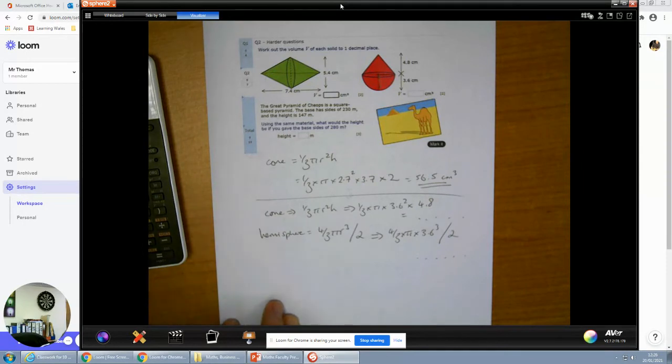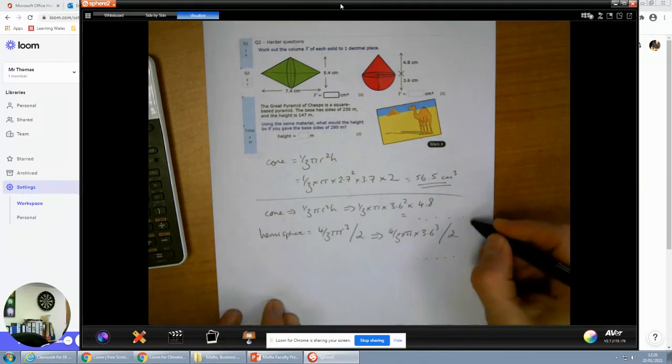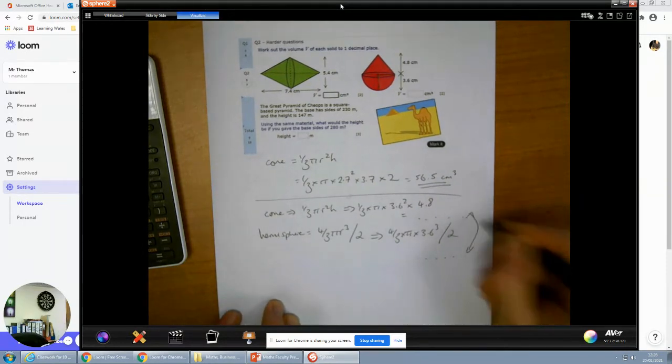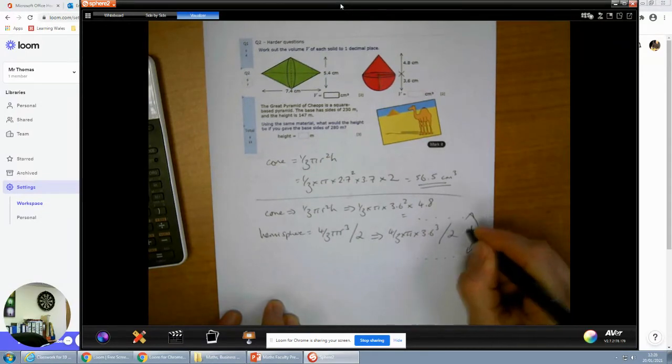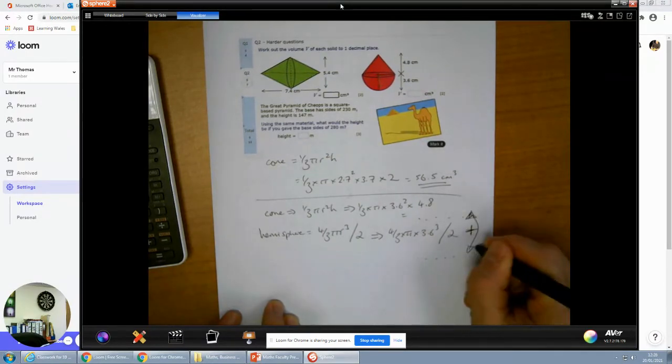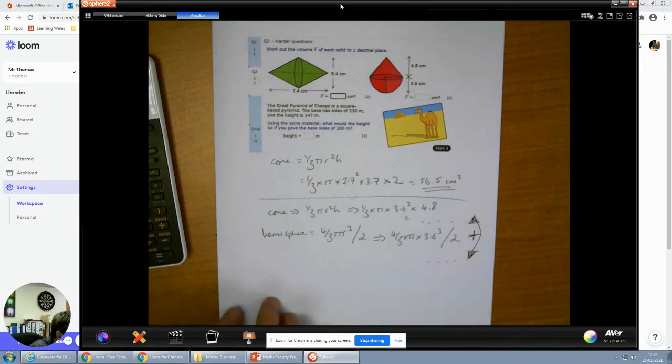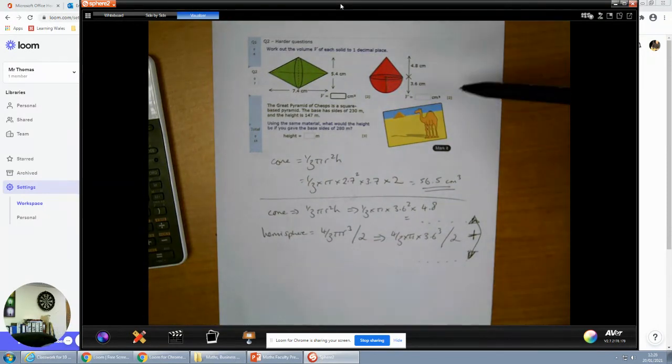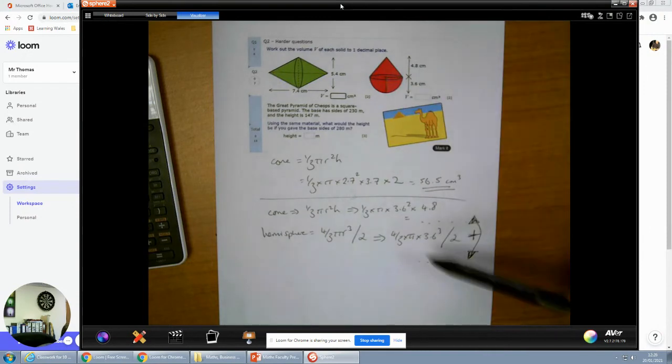And then of course to get the total volume of the solid, I will get this answer and add them up. Okay? Now I wonder, maybe you shouldn't round it too soon. Maybe you should write out the full answer for the cone, the full answer for the hemisphere, then add them up, and then round it to 1 decimal place, or you might lose a rounding mark somewhere.